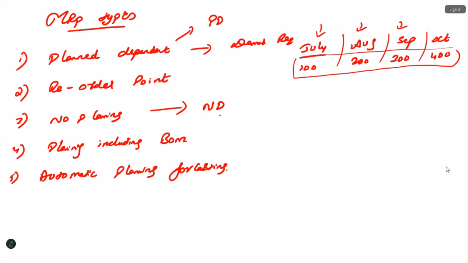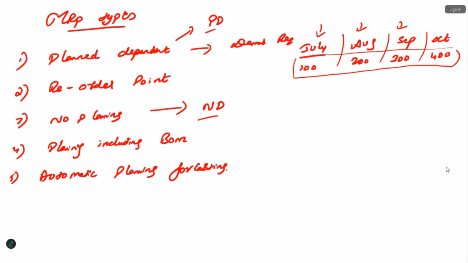These are SAP codes. We have ND. ND is nothing but no planning. For some materials, you don't want the system to plan anything. You are going to take care of it outside SAP. If there are some materials which you don't want SAP to plan and you want to take outside of SAP, then you can go with this no planning.